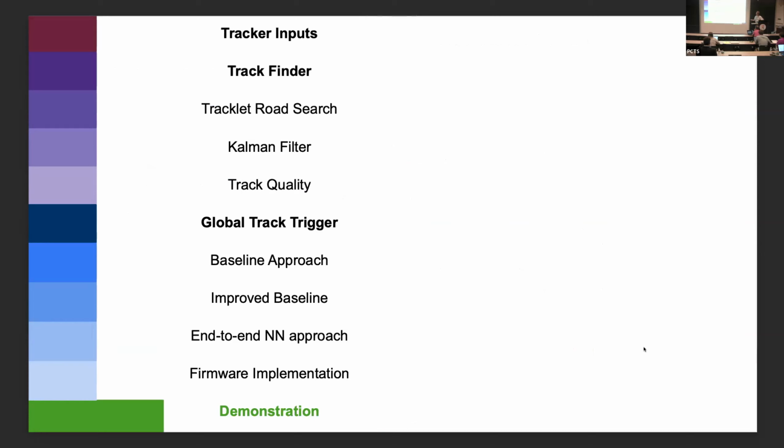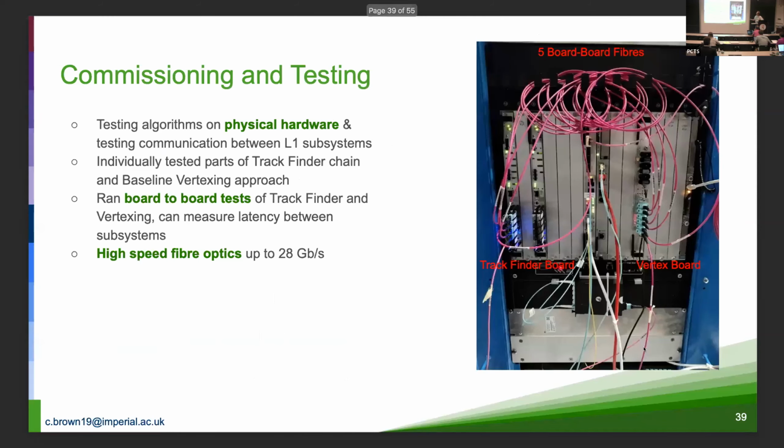And so I've shown the track finding and the global track trigger, but within CMS we need to show that these things work together. So we do commissioning and testing of these various bits together. We've looked at testing these actual algorithms on the physical hardware that we use, in the FPGAs that we actually use for the trigger. And we also need to test the communication between these subsystems.